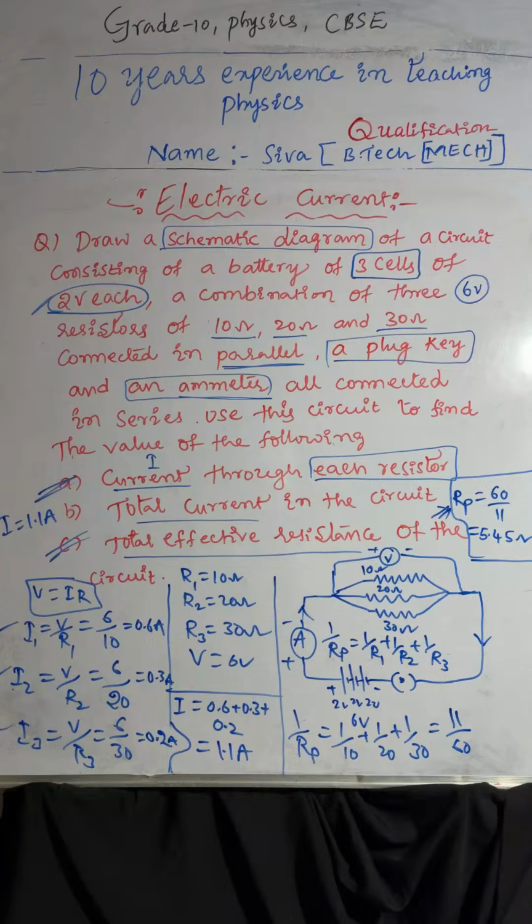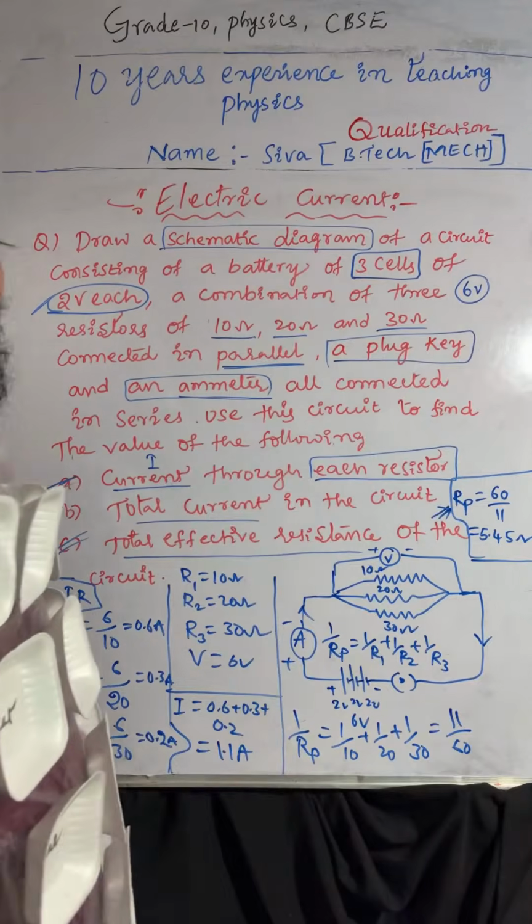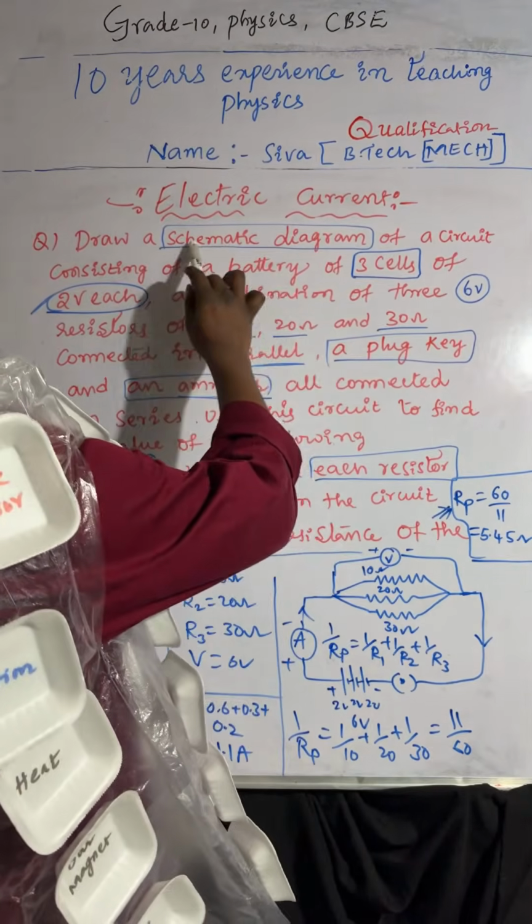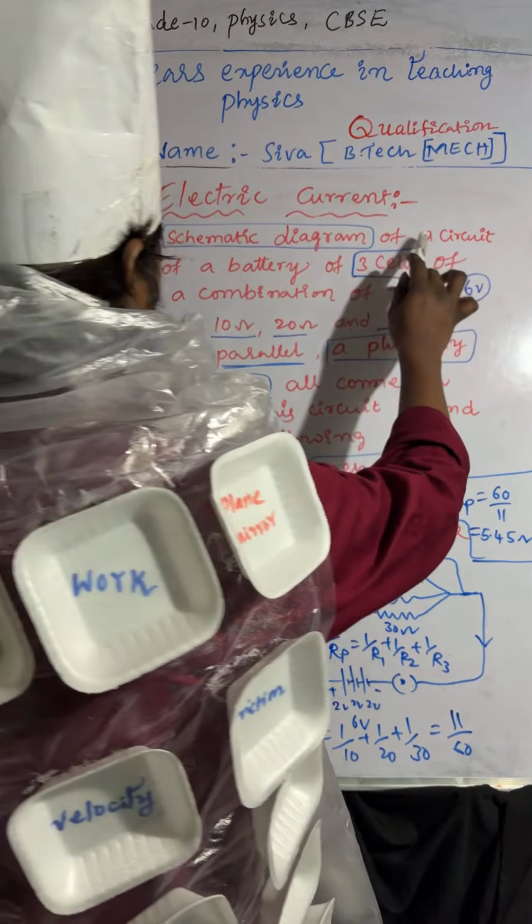Okay, so they will give the question like this. You have to read the question carefully, then you will get the answer. First you have to identify what exactly they have given. So draw a schematic diagram of the circuit.